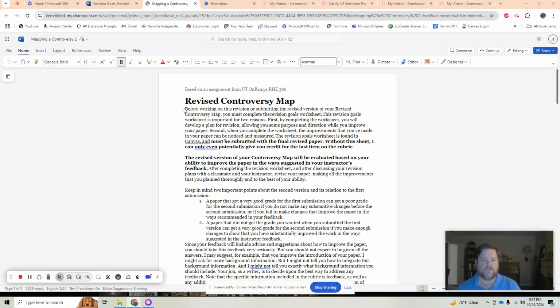So, as it says right here, you must submit a completed revision goals worksheet to Canvas. If you don't submit that, there's no way I can tell what your goals are, and so therefore you're not going to get a good grade at all. This worksheet is absolutely essential, so do not forget it.